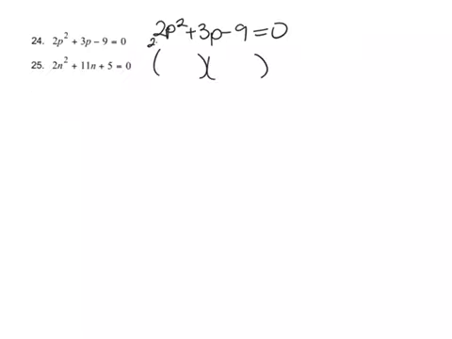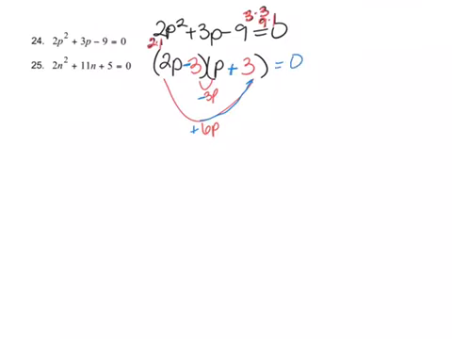The only way to get 2 is 2 times 1, and 9 is 3 times 3, or 9 times 1. So we get 2p and p. And the only way to do 3 is 3 and 3, so let's try that one first. Let's check our insides and outsides, 6p and 3p. That's going to work. I need it to be positive, so I'm going to make the 6 positive and the 3 negative. So we have 2p minus 3 and p plus 3.